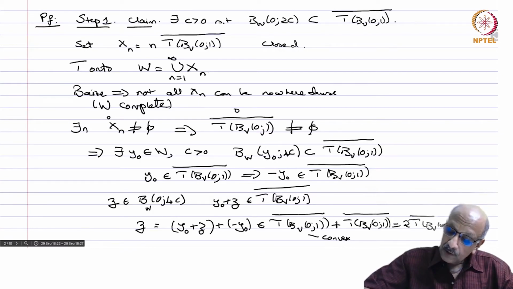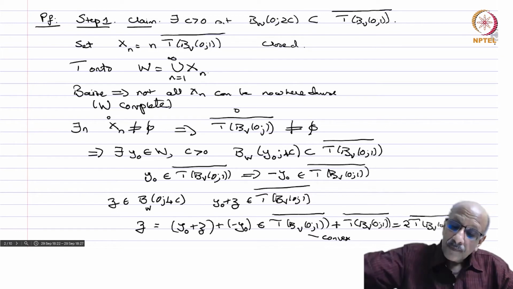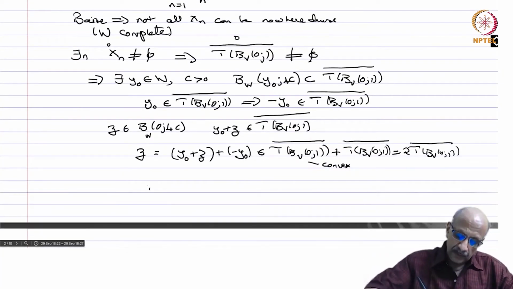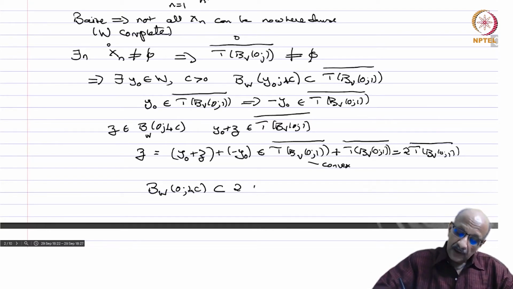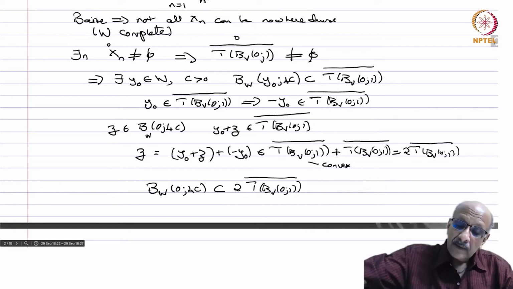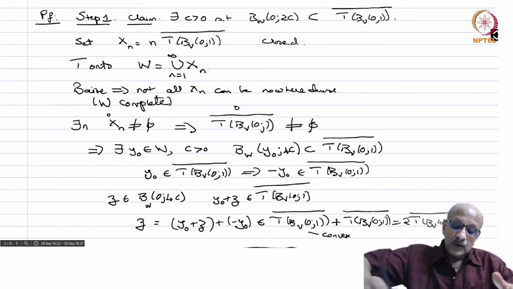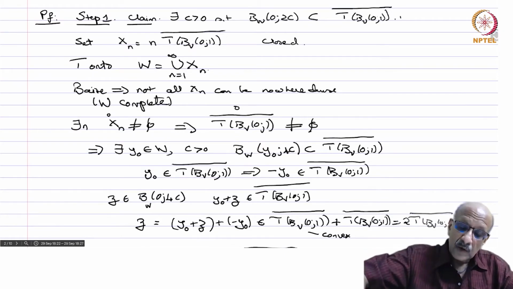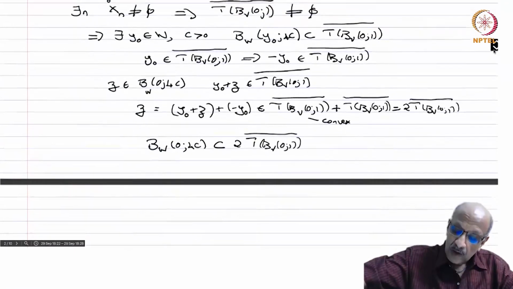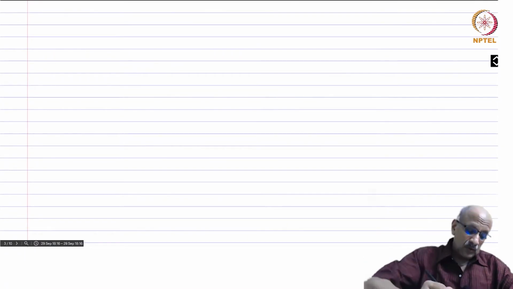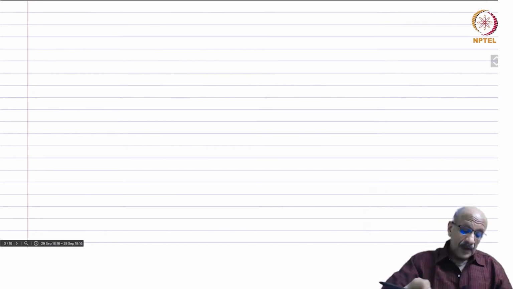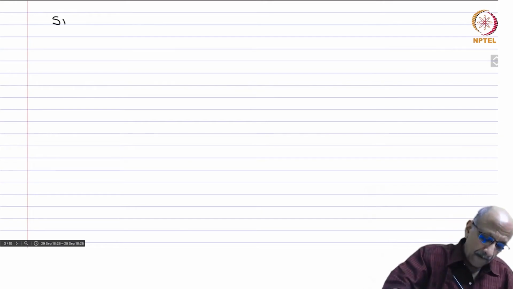So the ball with center origin, this shows that B_W(0,c) is contained in 2 times T(B_V(0,1)) closure, and therefore if you scale it by 2, then you get whatever the claim which we wanted, namely B_W(0,c/2) is contained in T(B_V(0,1)) closure. So this condition is immediately proved. Okay, so that is the first step where we have used the 2 hypotheses, namely T is onto and the fact that W is complete. So step 2.